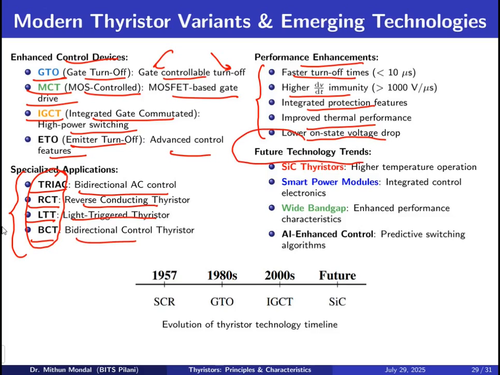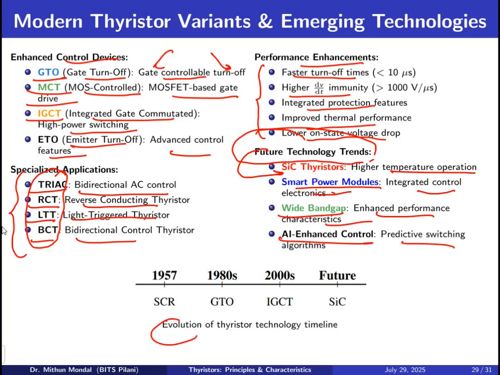The future technology trend lies in silicon carbide thyristors, which allow high temperature operation. You can have smart power modules, integrated control electronics, and wide band gap semiconductor devices for enhanced performance characteristics. And AI plays a very important role now to have enhanced control with predictive switching algorithms. So what is the evolution? SCR came in 1957, then we moved to GTO in 1980, in 2000 we moved to IGCT, and now the future lies in silicon carbide rectifiers.